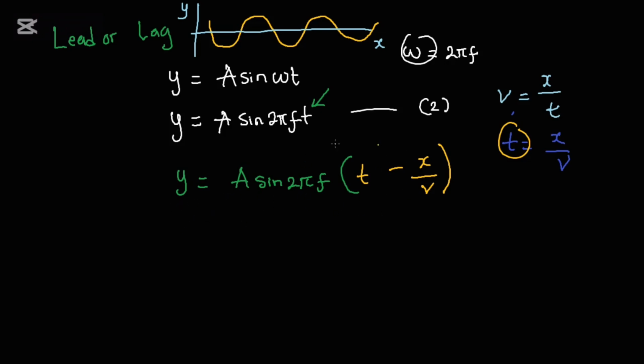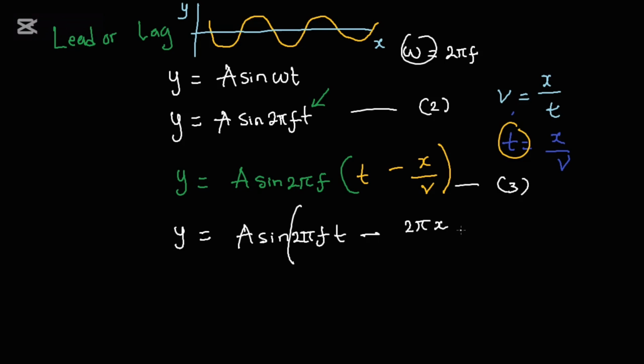Okay, so how can we simplify further? We can then open these brackets and multiply through. We're going to get another equation. So I'm just going to call this equation 3. Let's get another equation. To get another equation, I'm going to say y = A sin 2πft, I've opened the equation. Let me put this in brackets: 2πft minus 2πx over v. There's also times f here, because we open the bracket with 2πf.